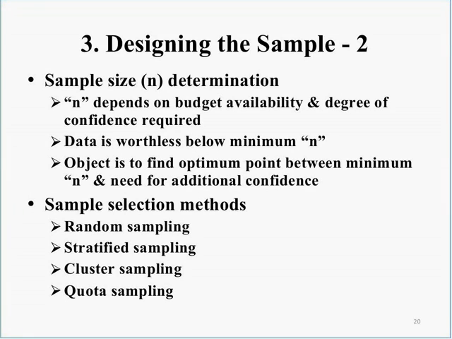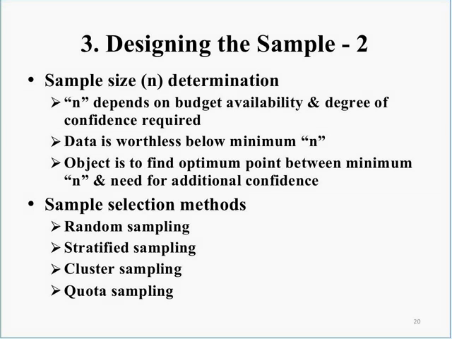There's a certain minimum N that can be calculated very easily. There's some very simple mathematical formulas that can be used to determine what the minimum N is. You can always collect more than the minimum N, but that drives your cost up. But depending on your confidence level and the amount of error that you're willing to accept, you can calculate what that minimum N needs to be. Compare the cost of collecting the minimum N with your budget, and you've got a discussion going on.